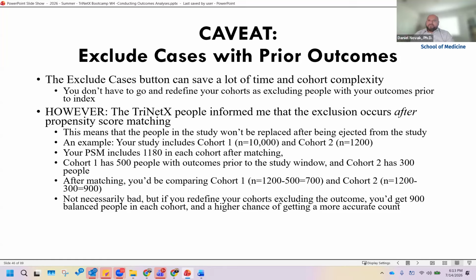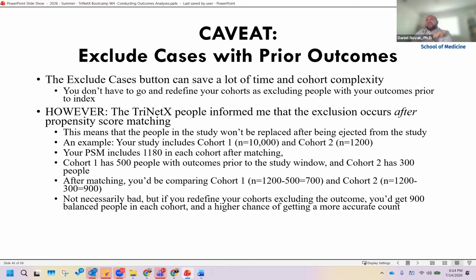So that's not necessarily bad because we're going to look at things by risk ratio and things like that. But if you redefine your cohorts, excluding the outcomes, you'd get those 900 people. You'd get your full boat of people that you could match into your cohort, and that would get you a higher chance of getting a more accurate count in your analysis.